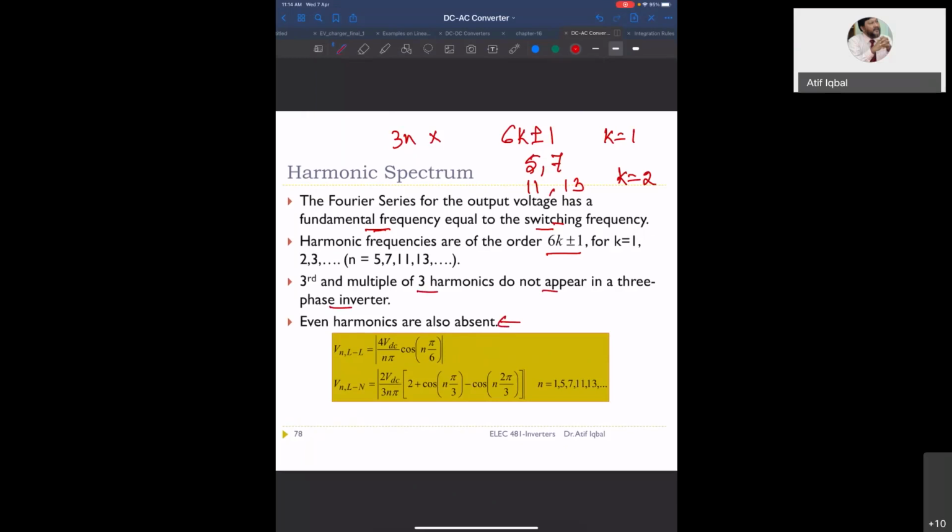The waveform is completely symmetrical along the x-axis. So that's why the up area and the down area are the same. So you do not see any even harmonics. Okay. And the line to line voltage is given by this relation: 4 VDC by n pi into cos of n pi by 6.